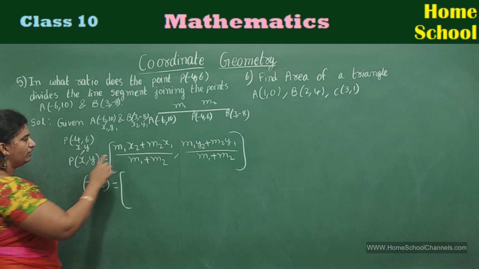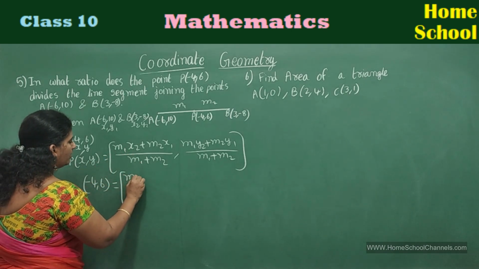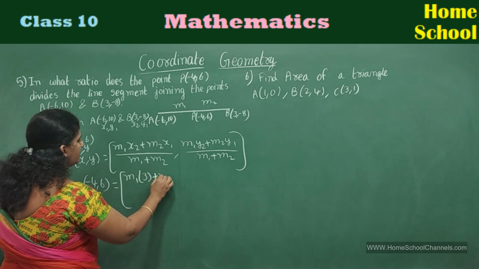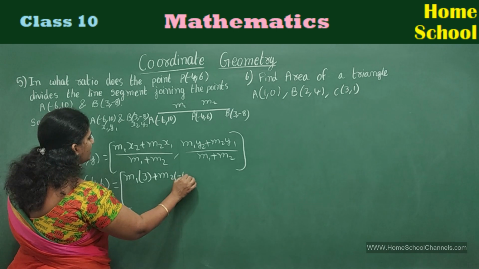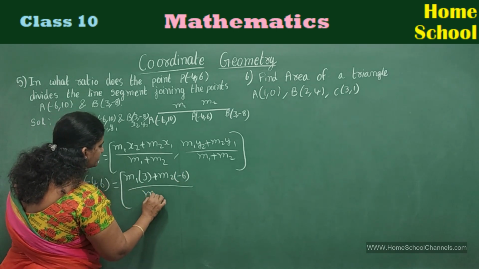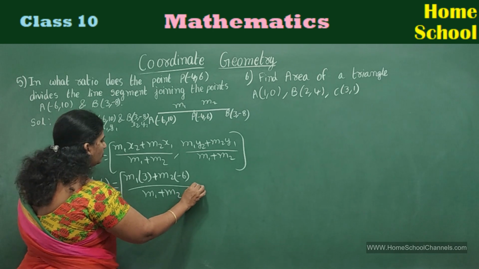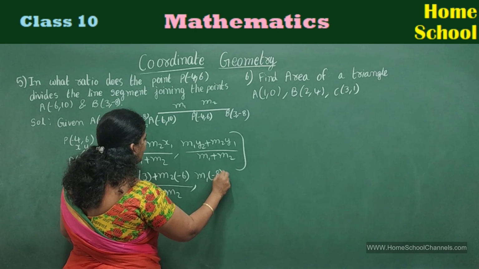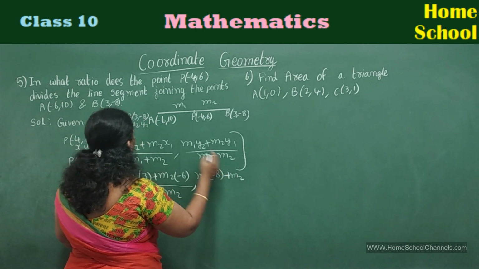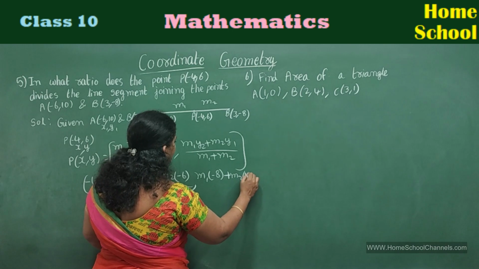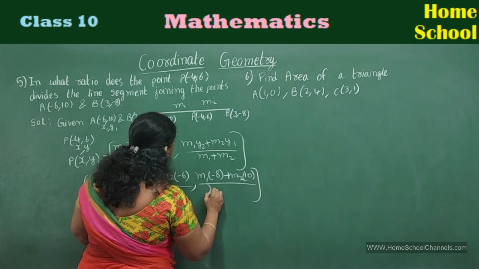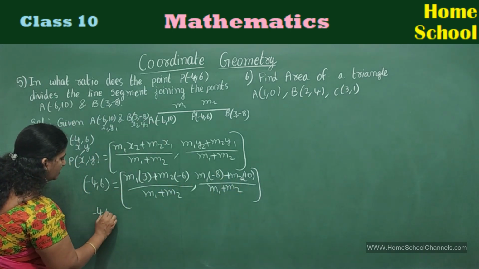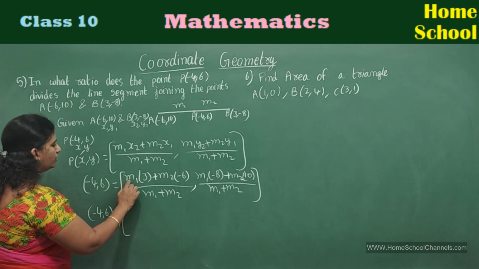Write the coordinate here. And now m1 value we don't know. m1 and x2 value is 3 plus m2 x1 value is minus 6. Use the brackets, children, here. m1 plus m2, comma, m1 into y2 value is minus 8 plus m2 into y1 value is 10 by m1 plus m2. Next step, minus 4 comma 6 is equal to 3 into m1.